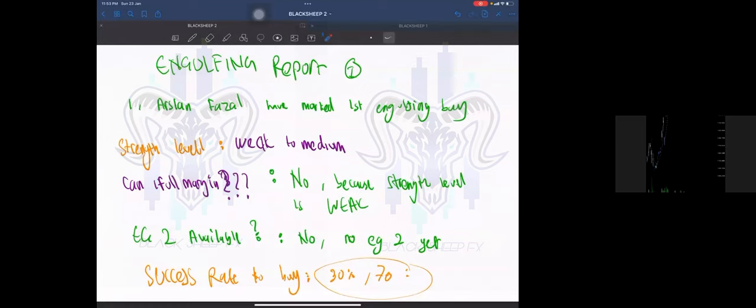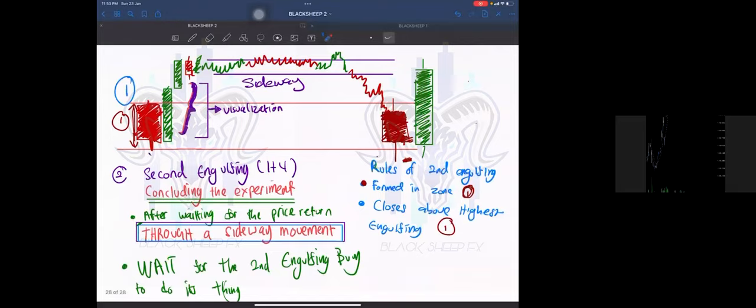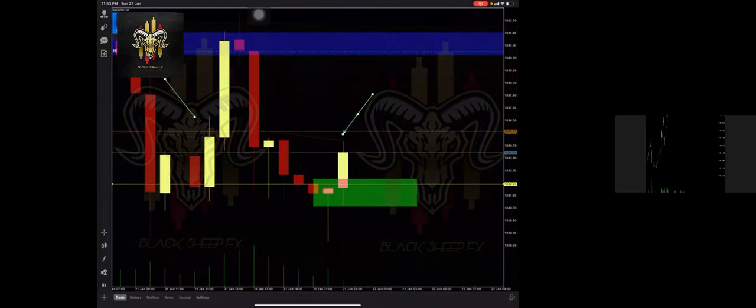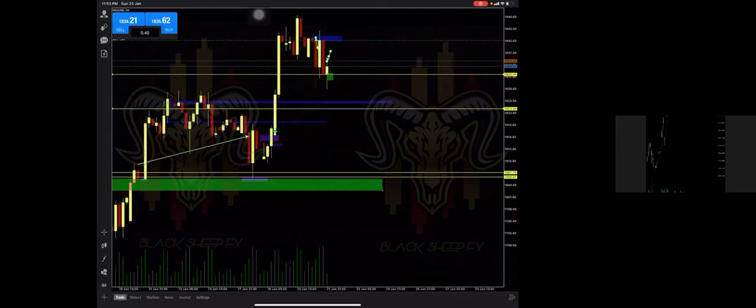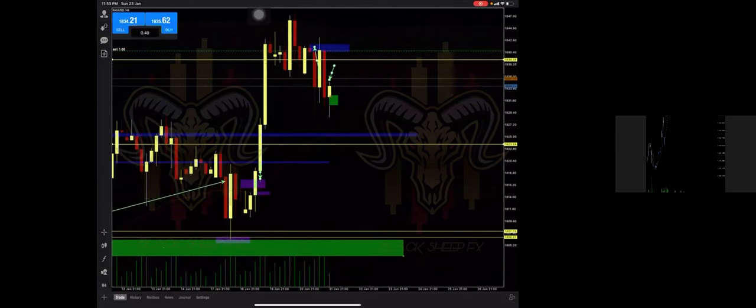M1 and M5. See, that's your problem. You think you are ready for such knowledge. Please, there's a long way to go. Long way to go before you are even able to be learning about M1 and M5. Because that's where the chaos happened. Okay. So this is the goal.